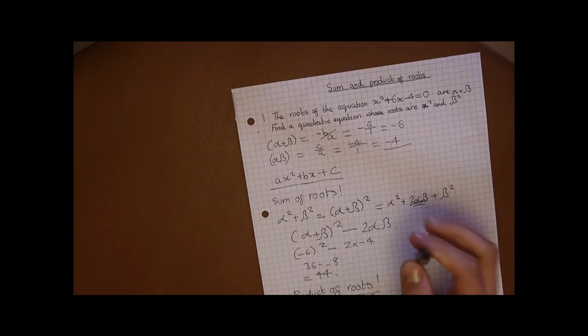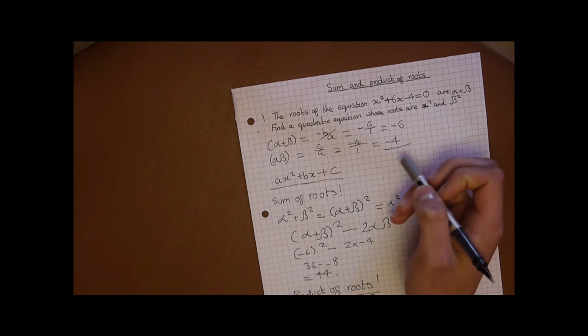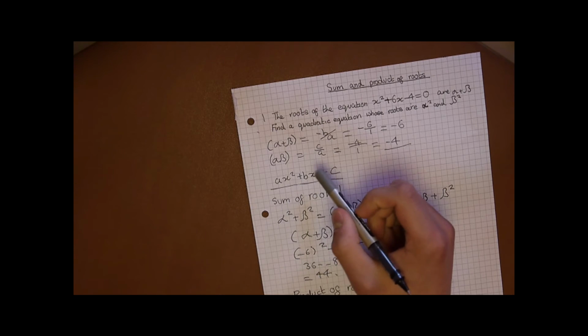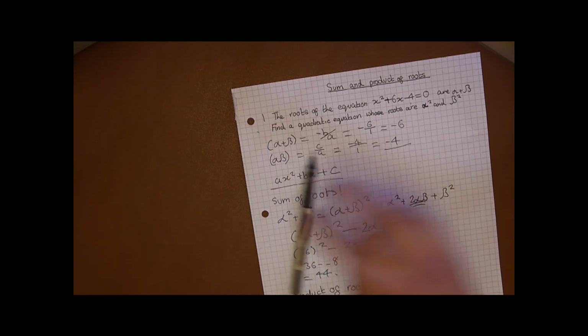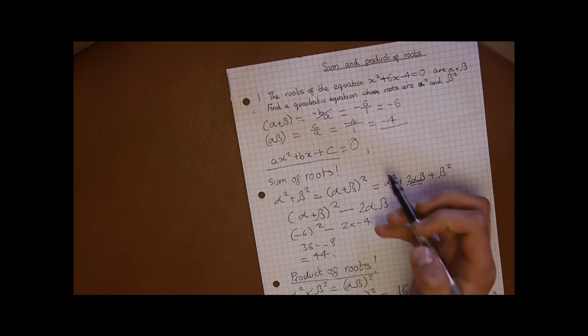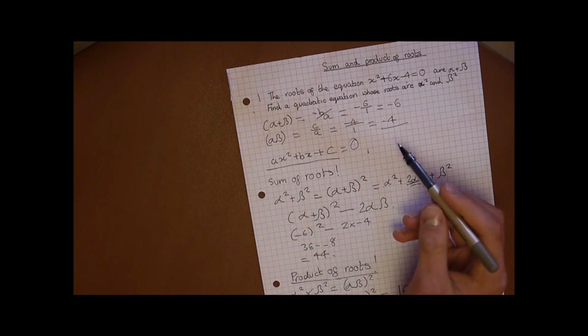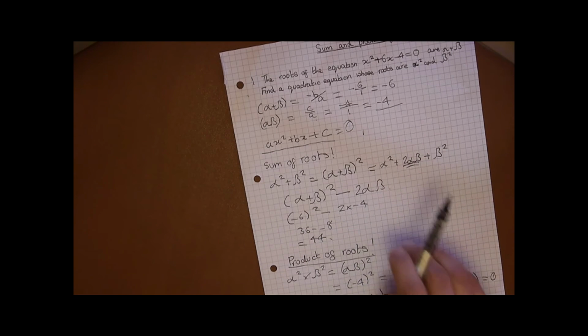To recap, in order to find alpha plus beta, you must do minus b over a, as all quadratics are in the form ax squared plus bx plus c equals 0. And you'll find alpha beta by doing c over a, so it's minus 4 over 1, which is minus 4, and then you find your roots.